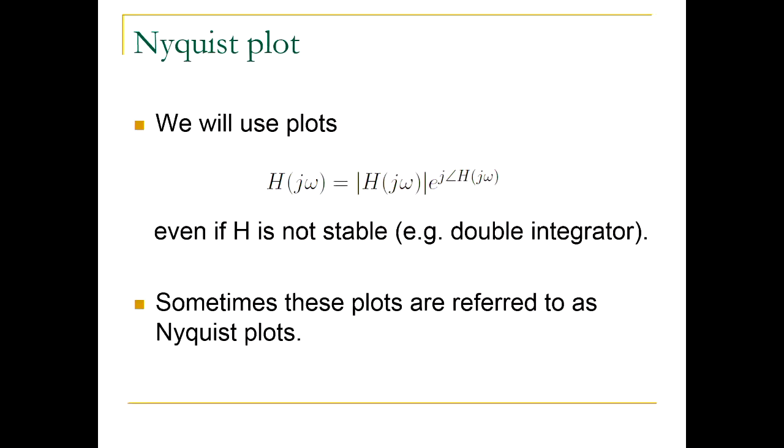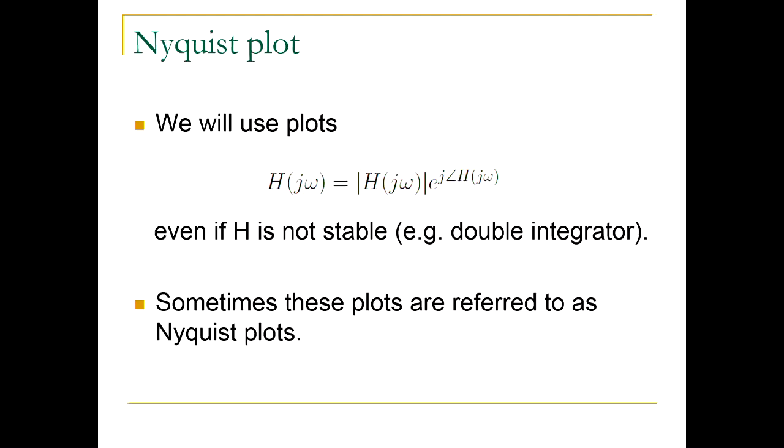So we will use these plots, actually even when the system is not stable. Note that I introduced the concept of frequency response for stable systems only. But mathematically, I can plot this object just by replacing s by j omega, even if the system is unstable. So why do we do this? Well, because it turns out that these objects are useful for analysis and design, even when the system is unstable.